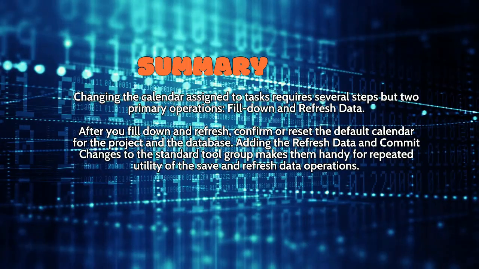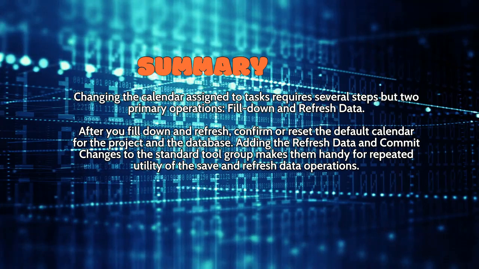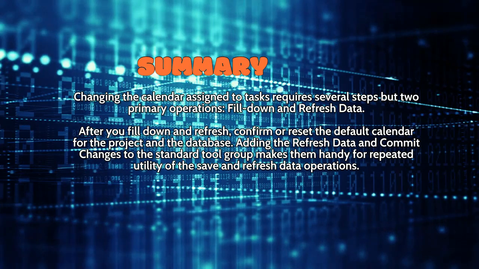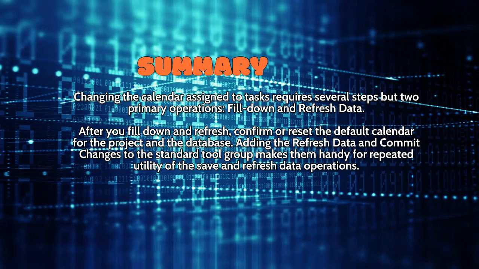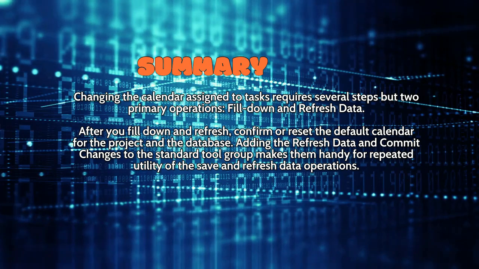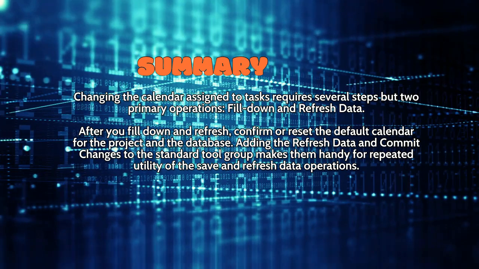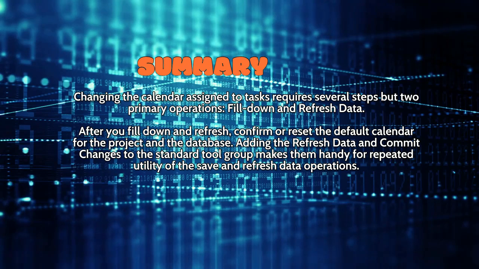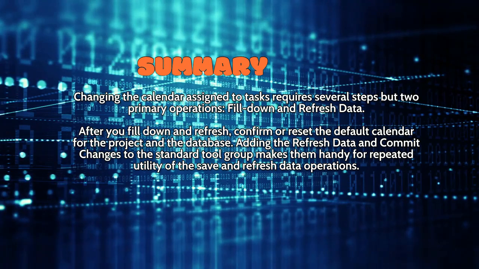Summary. Changing the calendar assigned to tasks requires several steps, but two primary operations: fill down and refresh data. After you fill down and refresh, confirm or reset the default calendar for the project and the database. Adding the refresh data and commit changes to the standard tool group makes them handy for repeated utility of the save and refresh data operations.